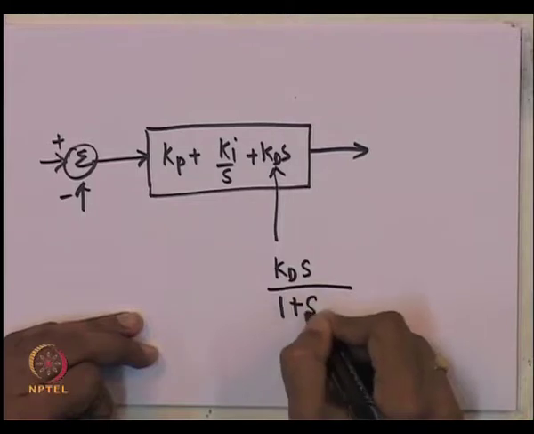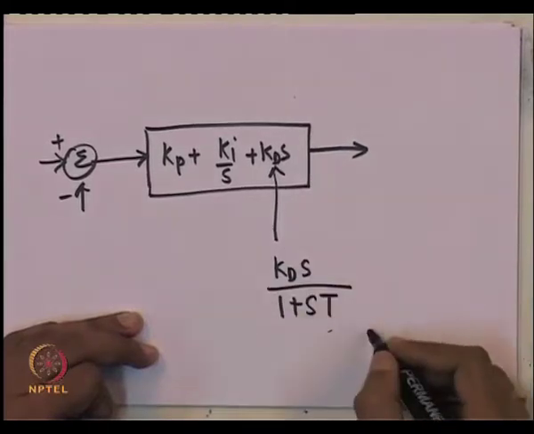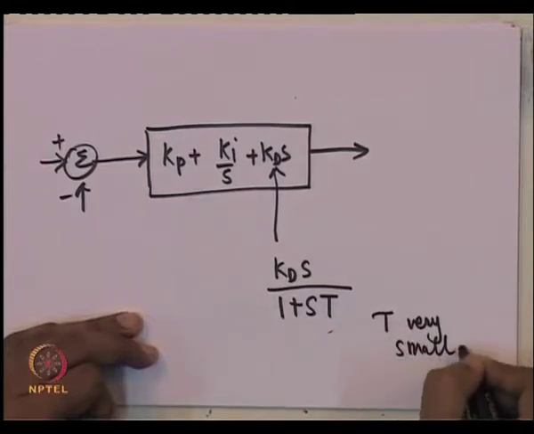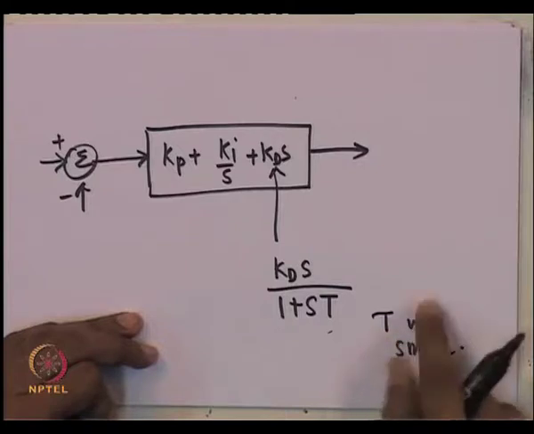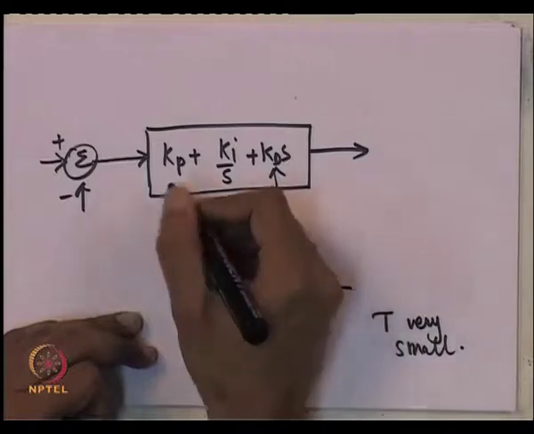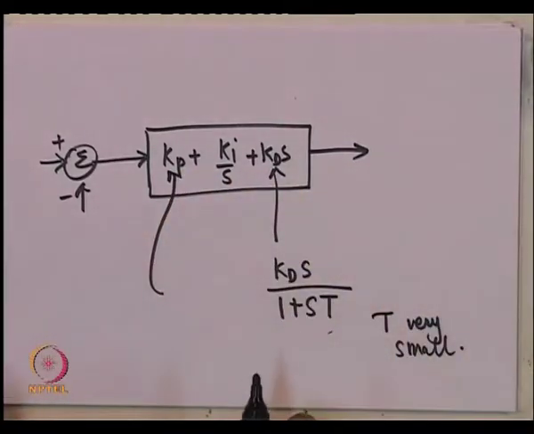approximately realized by using a transfer function of this kind with T very small. So, if you are having transients which are much slower than this T, then this behaves almost like a derivative. Similarly, a plain gain without any dynamics is often not used.